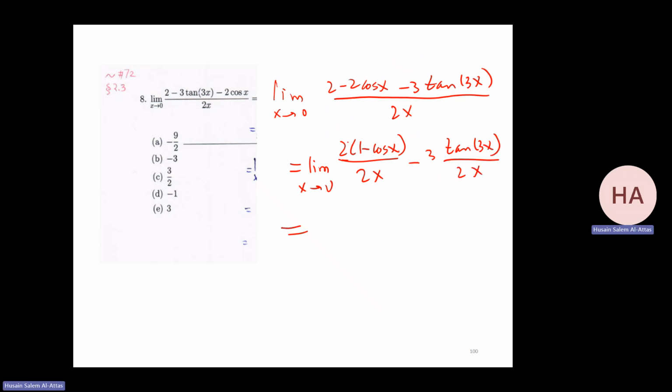So this 2 cancels. And this limit goes to 0. And this goes to 3. So I have minus 3 over 2 times 3, which is minus 9 over 2. And that would be my answer.